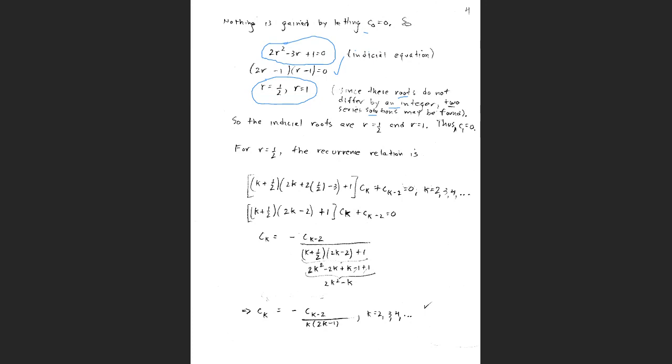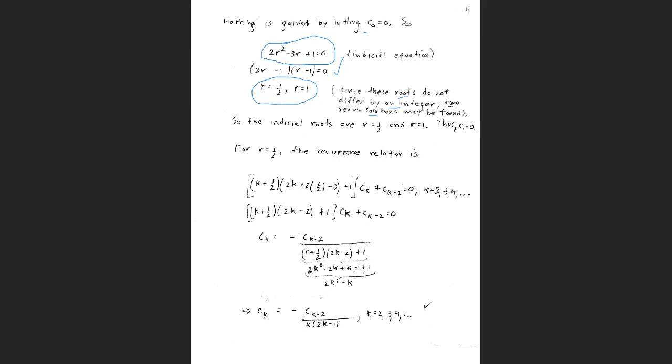were equal to a positive integer, then, as they talk about just before example 5, we may or may not be able to find two solutions. But for our cases here, and for most of the homework, you'll have two series solutions. So, all right.